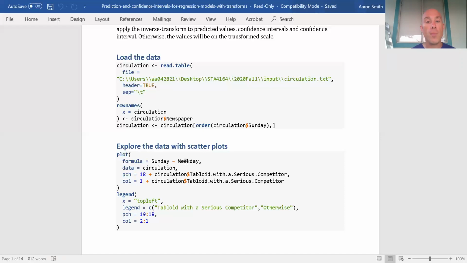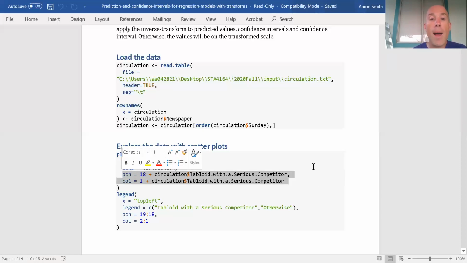All right, so of course it's going to be the circulation data. Now, something I'm going to do here is that we have a binary categorical variable, and I'm going to change the plot character and the point color by the binary variable. Why do I do this? Because it's a really easy way to change the color. So I'll have black and red and diamonds and circles on my plots. Real quick and easy way to do this.